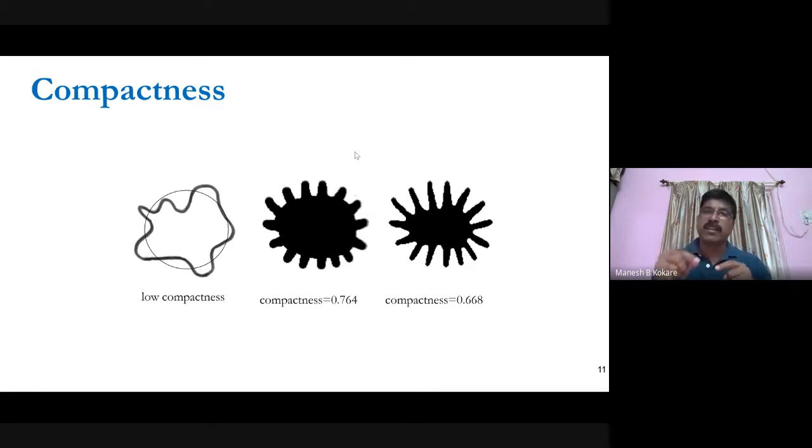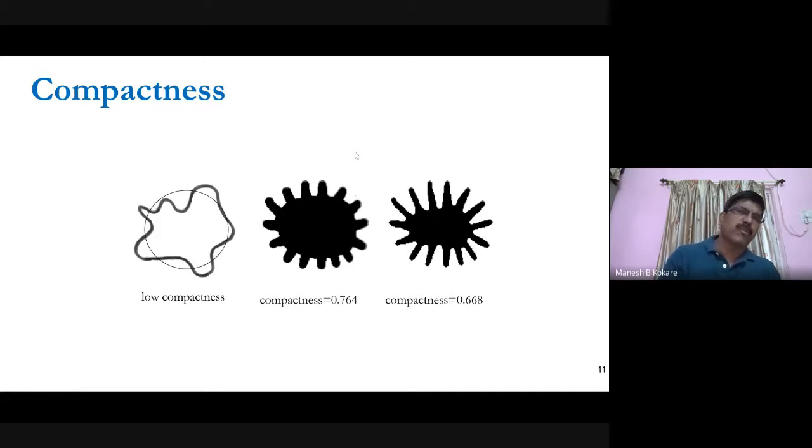But another thing is, whatever value of compactness you get, from that compactness value, can you reconstruct the shape back? Absolutely not. Reconstruction is not possible. That is basically the disadvantage of scalar properties or scalar features of shape, which are obtained from the entire region. Okay, so this is all about the scalar features.